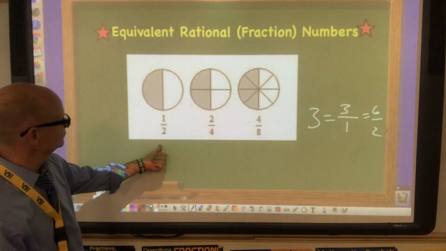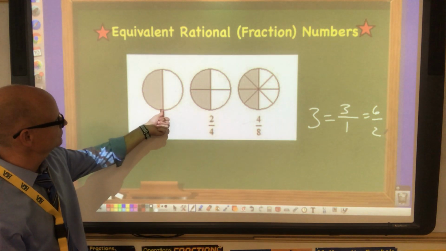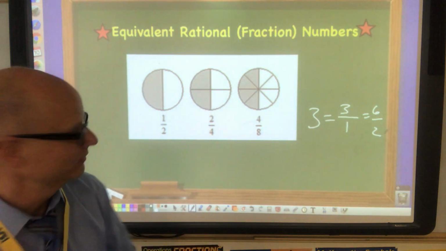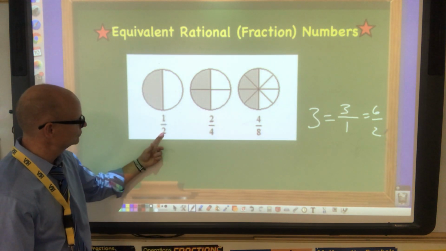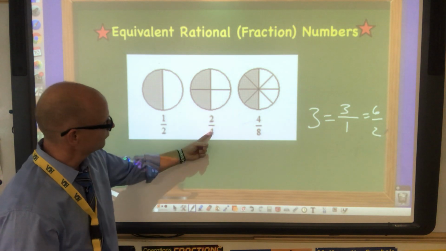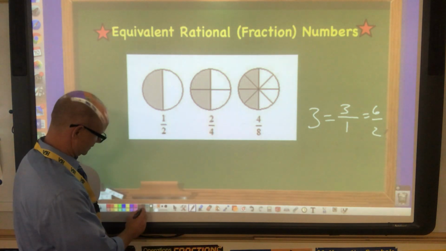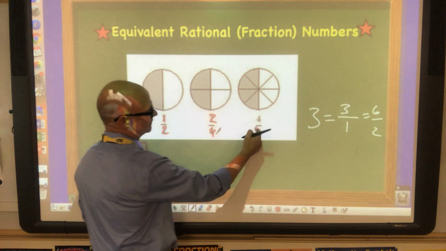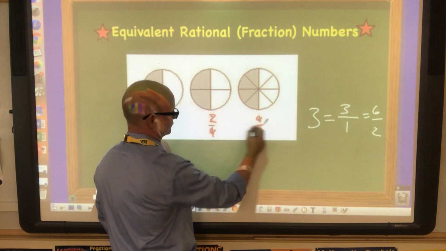So here we have an illustration of 3 circles, and each one, half of the whole is shaded. This has 2 parts, and 1 out of those 2 is shaded. This has 4 parts, and 2 out of those 4 is shaded. This has 8 parts, and 4 out of those is shaded.